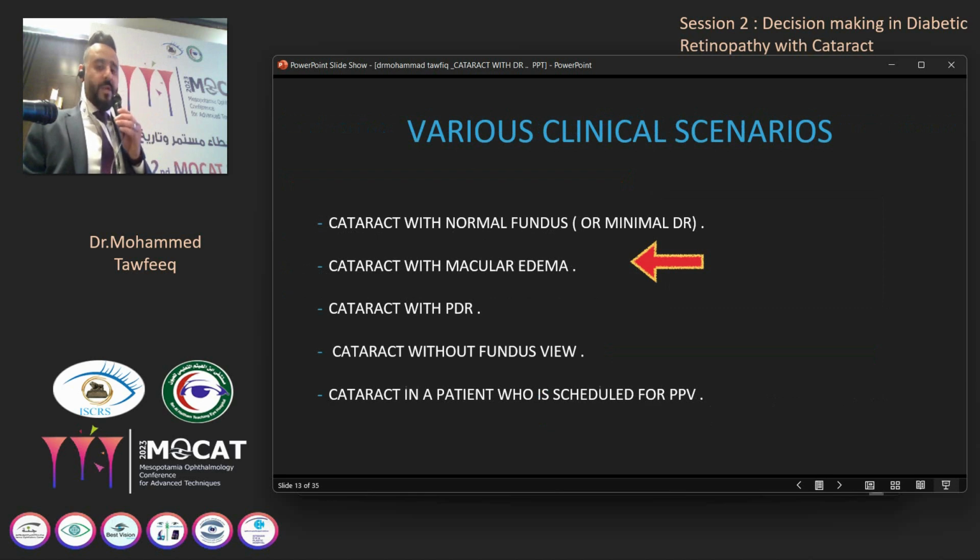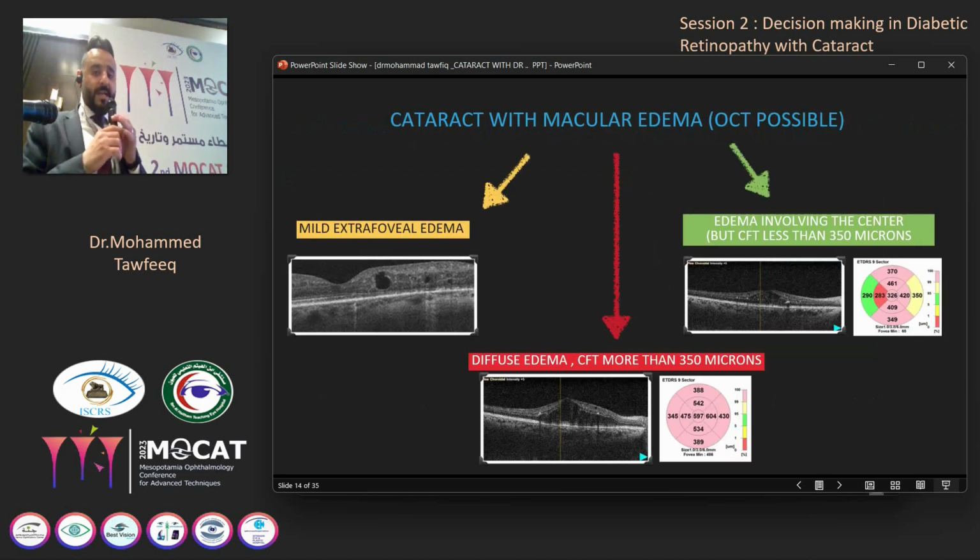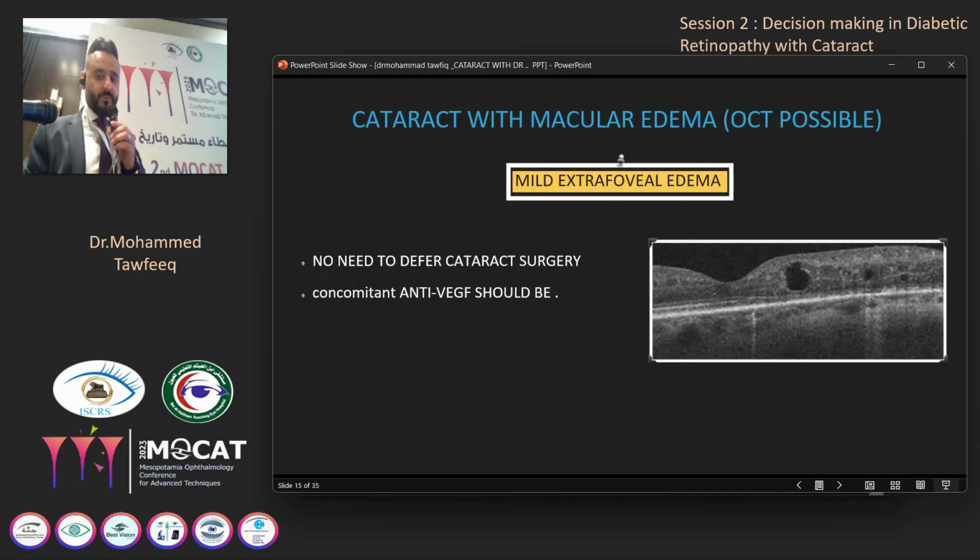Scenario number 2: I have a patient with a cataract and macular edema. I have 3 options here. Either the patient has a mild extrafoveal edema, as appearing here, or the patient has diffuse edema, or I have edema involving the center, but it is less than 350. If I have a mild extrafoveal edema, there is no need to defer the cataract surgery, بس ممكن إنه أنت at the same time go for phaco injections.